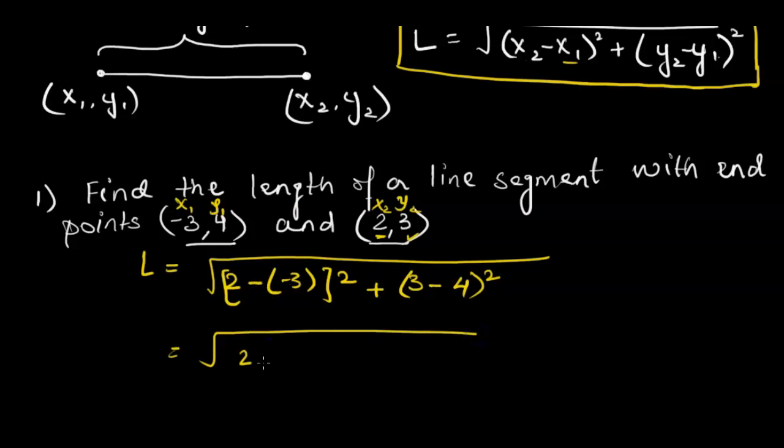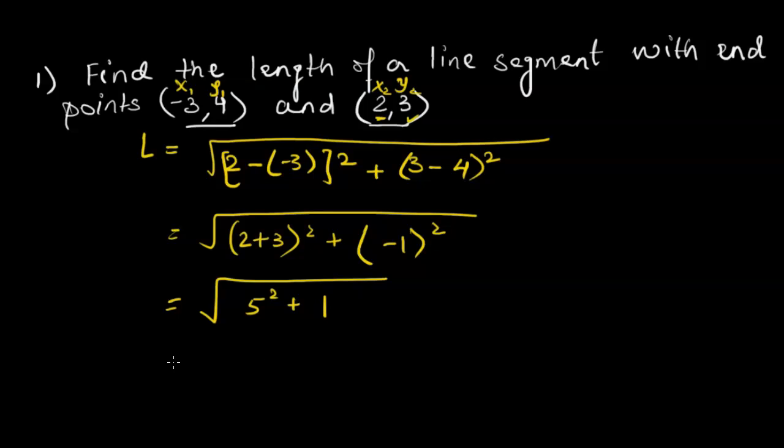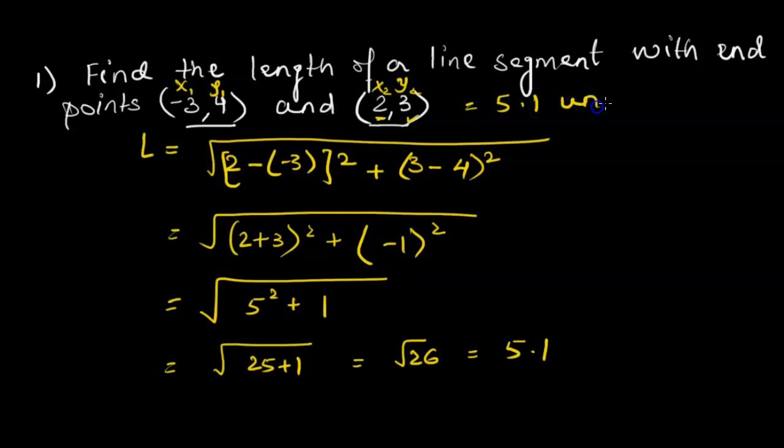So 2 minus -3 is 2 plus 3, whole squared, plus 3 minus 4, which is -1, squared. This will give us 5 squared plus 1, and that finally gives us 25 plus 1, which is the square root of 26. Square root of 26 is about 5.1. Therefore, the length of the line segment is 5.1 units. Because it is a length, we have to put some units there, and since we're not specified what units to use, we just put units as is.